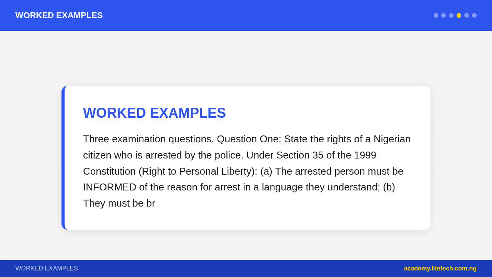Citizens can petition the National Assembly and challenge government actions in court through fundamental rights enforcement proceedings. Section 46 of the Constitution allows any court in Nigeria to entertain fundamental rights enforcement applications.